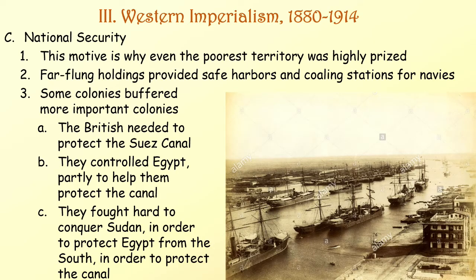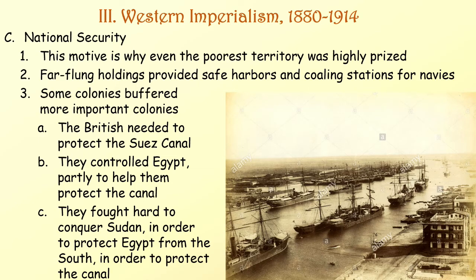National security. This motive is why even the poorest territory was highly prized. Far-flung holdings provided safe harbors and coaling stations for navies. Some colonies buffered more important colonies. For example, the British needed to protect the Suez Canal, so they controlled Egypt partly to help them protect that canal. They also fought hard to conquer Sudan in order to protect Egypt from the south, in order to protect the canal.